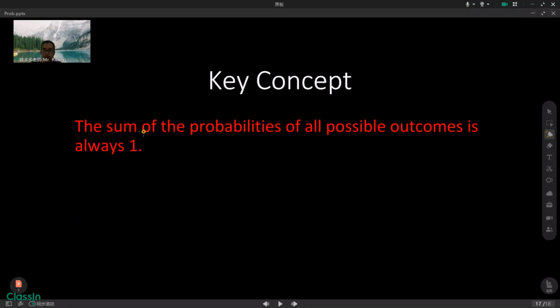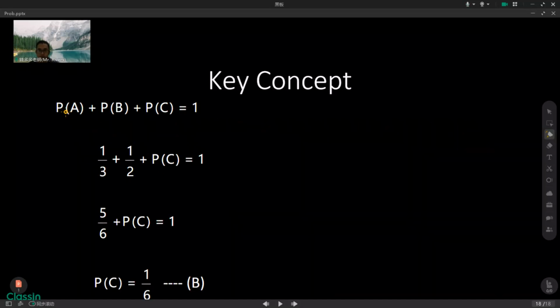Okay, let's review the answer. Key concept is that the sum of the probabilities of all possible outcomes is always 1. So the probability of stopping at A, stopping at B, and stopping at C sums to 1, because the arrow can only stop here or here or here. There's only one choice, and PA plus PB plus PC is 1, right? PA is 1/3, PB is 1/2, PC is unknown, which is the one we need to find out. So we just sum these together to get 5/6, and move the number we don't want to the other side. It becomes 1 minus 5/6 is 1/6, so it's B.